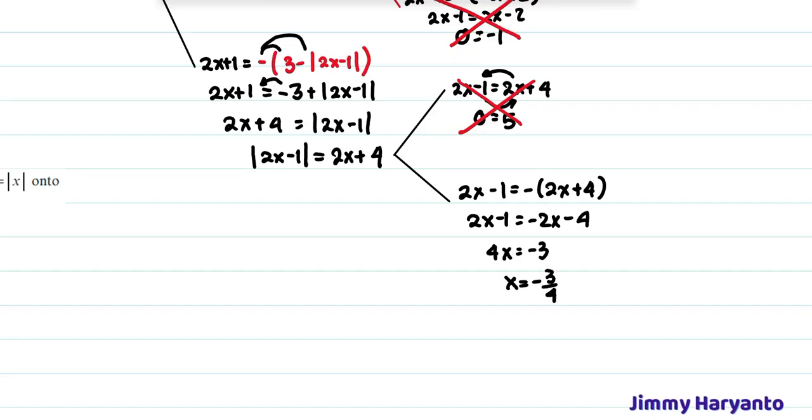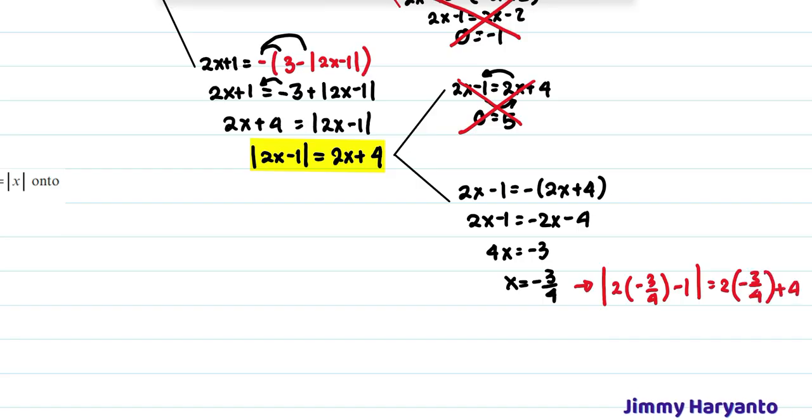And also, because this is the second type of equations, you have to double check your answer. To double check your answer, you only have to input it into the questions like this, equals to 2 times negative 3 over 4 and then plus 4. Okay, I will calculate it first. Okay, for this one it's 2.5 equals to 2.5. That means this is the solution of the equations.